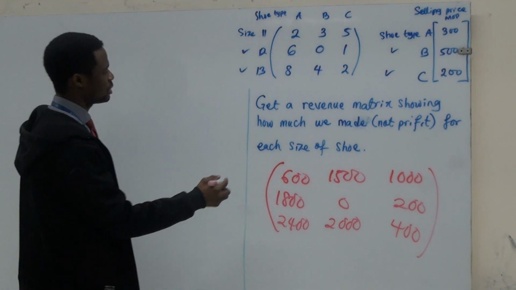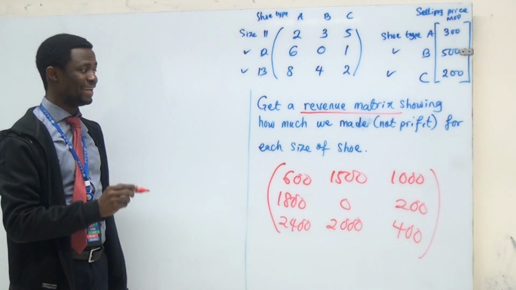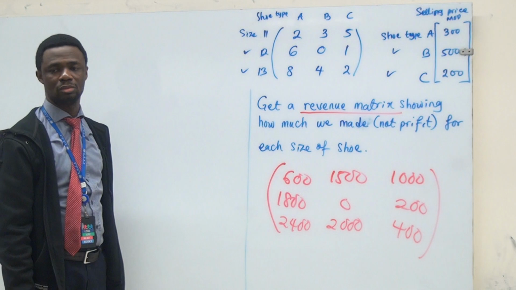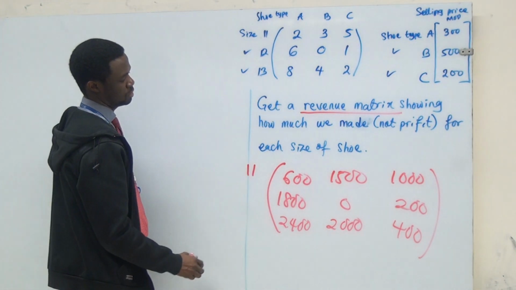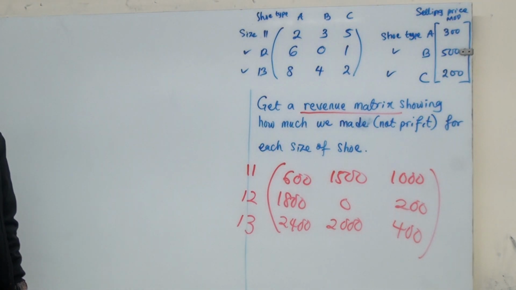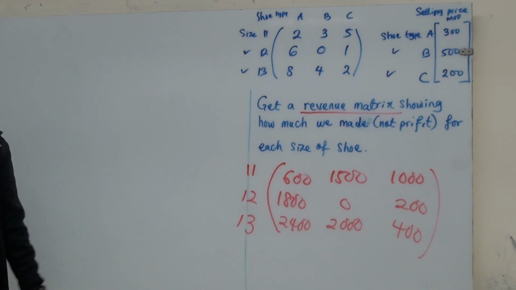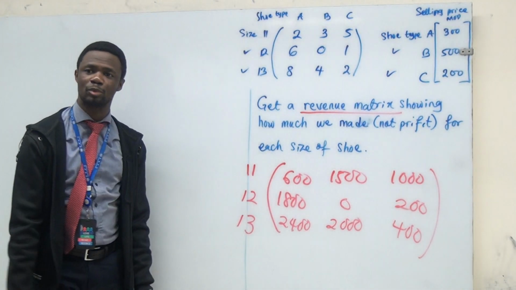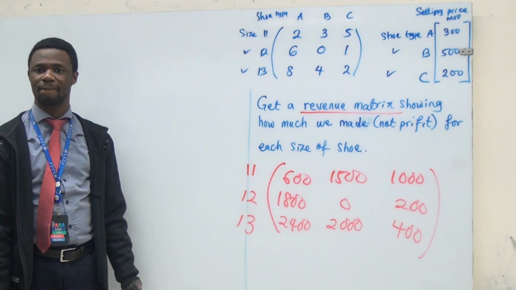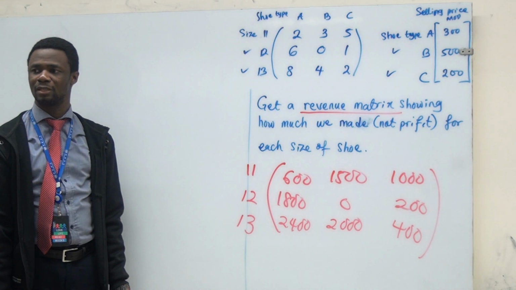What is the question I ask you? Give a revenue matrix showing how much you made for each size of shoe. So for size 11, for size 12, for size 13. What is the revenue for size 11? How much did you make as from the sales? 3,000? Is that what you got? Yeah, that's the right answer. This is just halfway. So what are you supposed to do next to this? Talk to me, everybody.